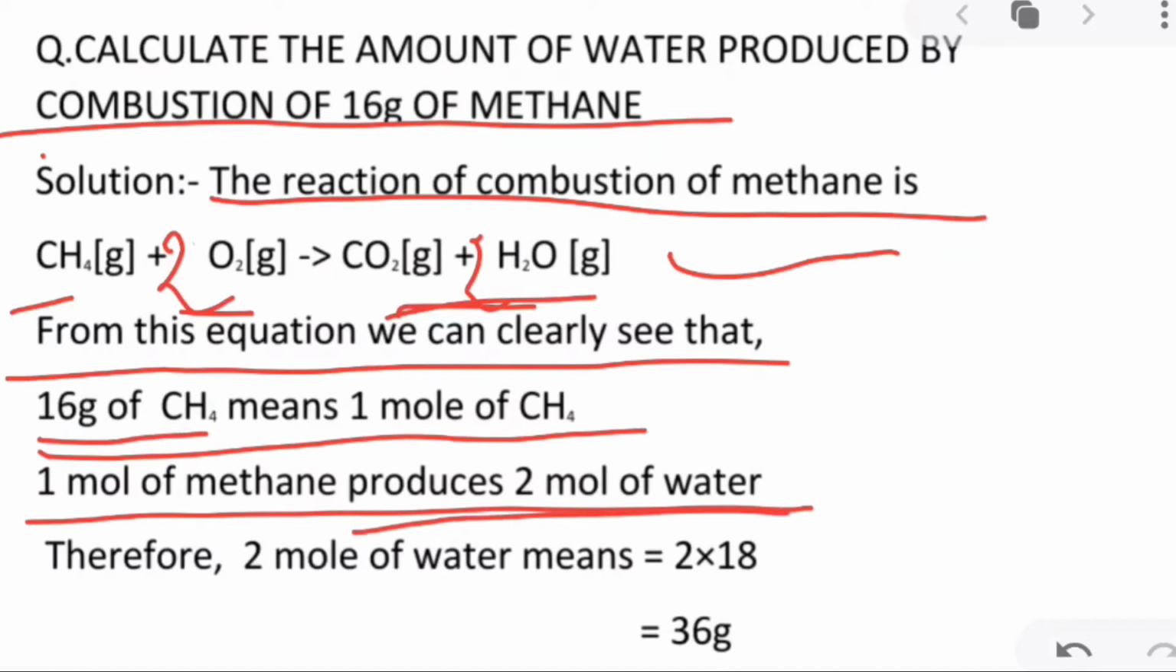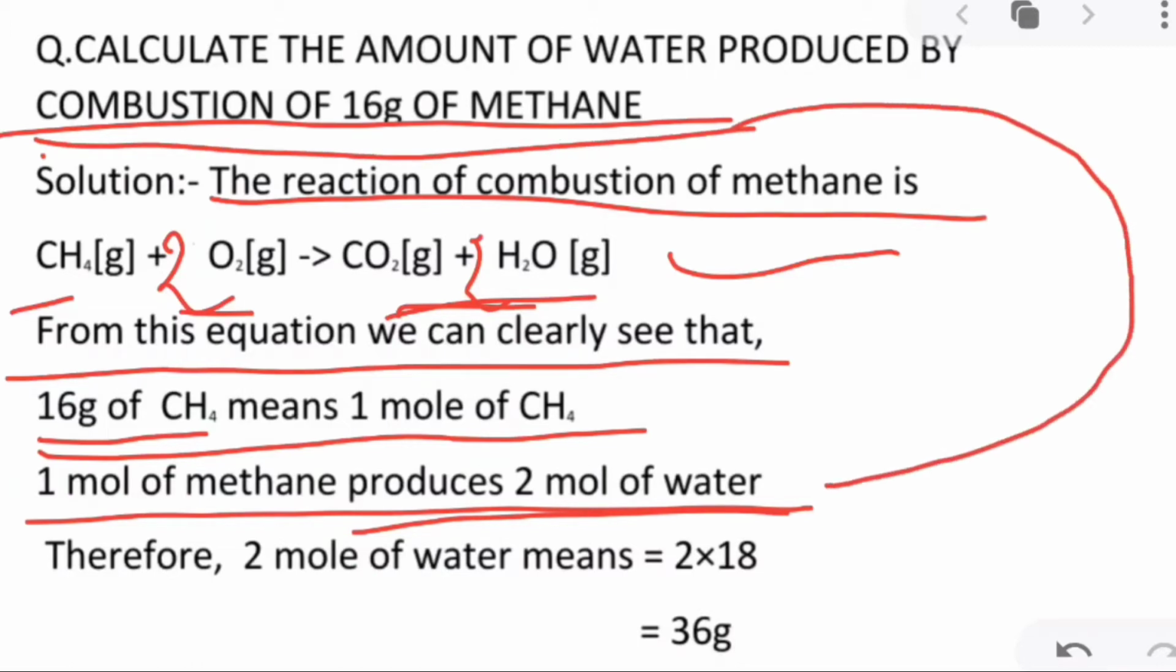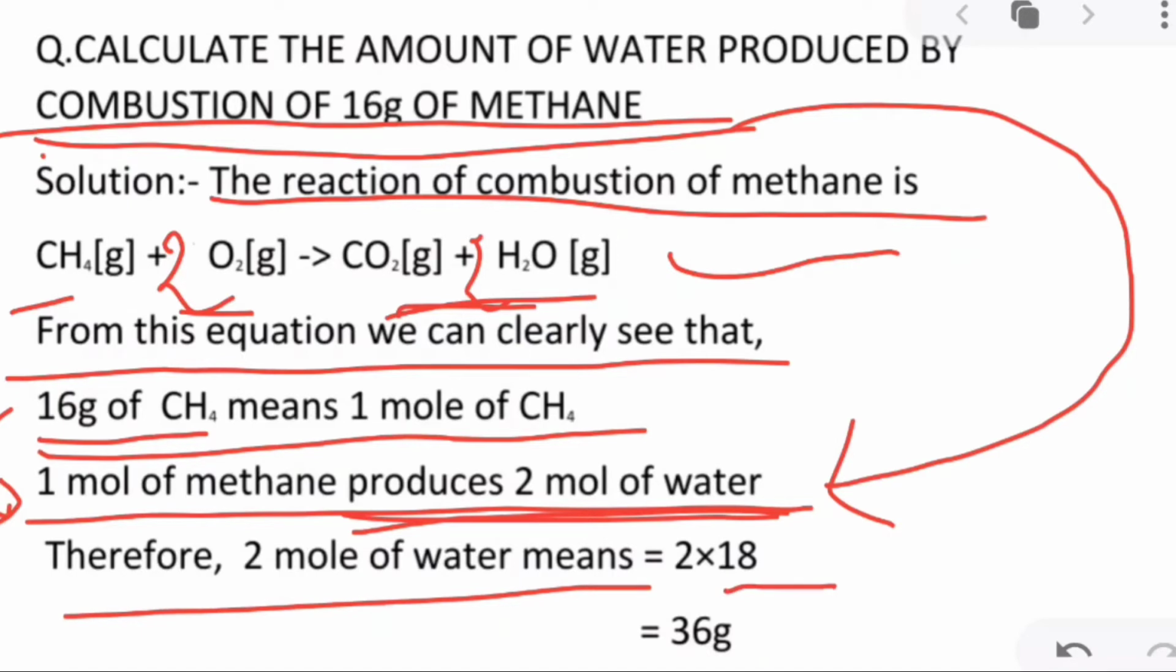And what was our question? Our question was to calculate the amount of water produced by combustion of 16 gram of methane, and now we got our answer, that is when we burn 16 gram of methane we get 2 moles of water. Therefore 2 moles of water means 2 into 18, that is 36 gram. So when we burn 16 gram of methane we get 36 gram of H2O.